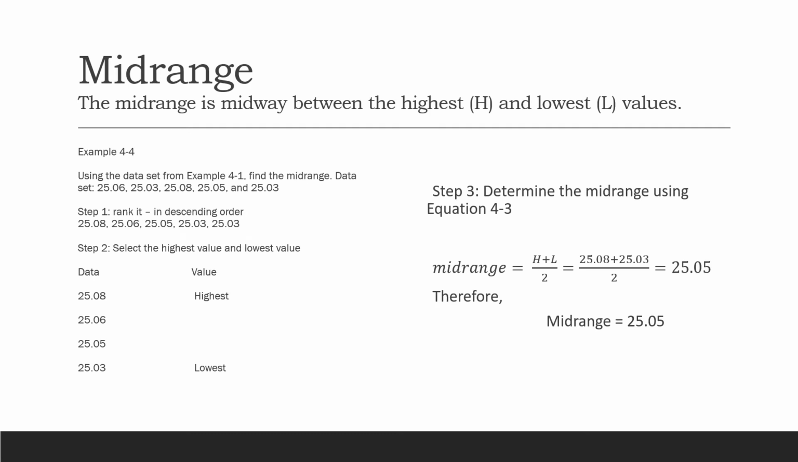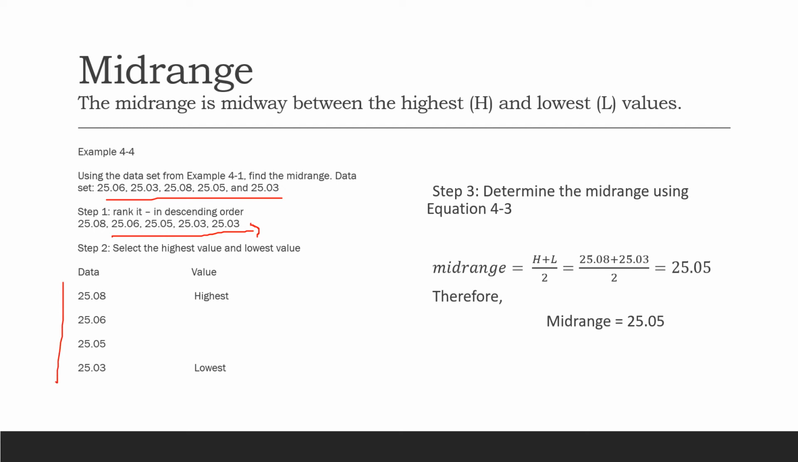Alright, the next central tendency is mid-range, and that's midway between the highest and lowest value. And we will use the same data set, 5. We're gonna rank it, okay? Rank down, rank up, doesn't really matter. And here I'm ranking it down.